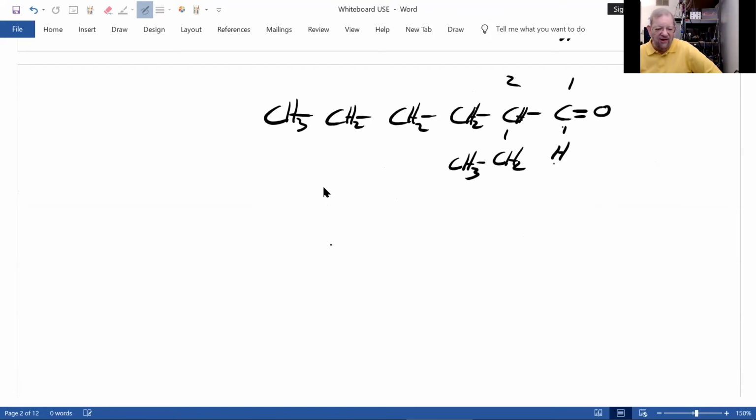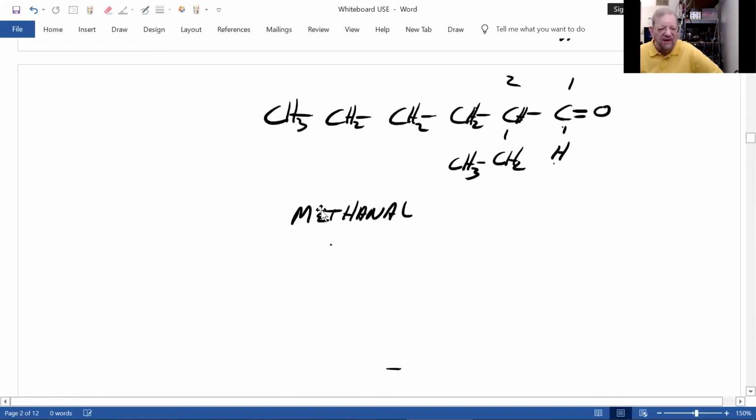Ooh, let's try one more. And it's the name usually people don't use. They use a common name, which I'll teach you later on. Why don't you draw the structure for methanal? This might be tricky.